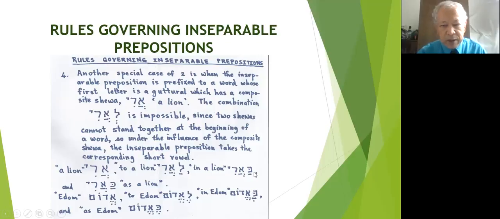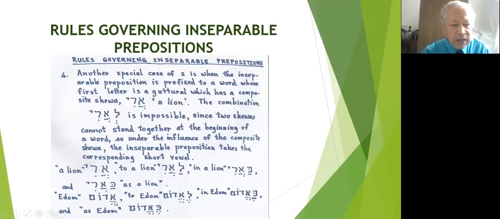Here is another example. Ba ari, pathak. Notice it has taken the same short pathak that is under aleph. Ba ari, in a lion. And the same thing happens here. You don't have ke ari, but ka ari. The kaf has taken the pathak that is part of the composite schwa under the guttural consonant aleph. Ka ari, as a lion.